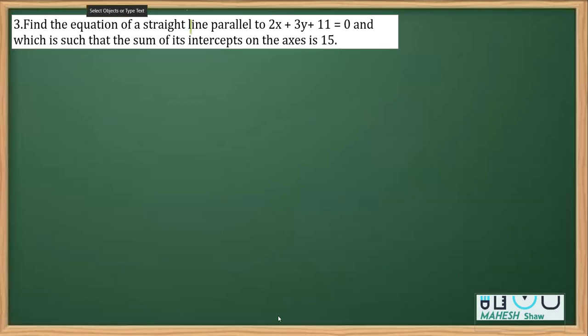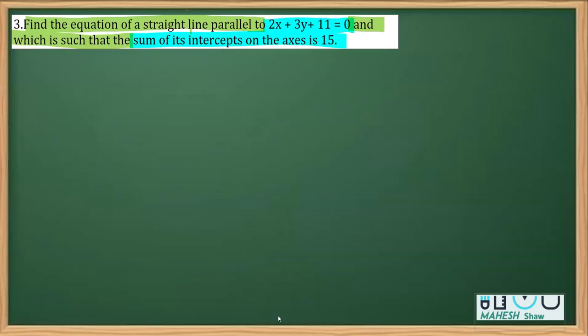In this question from the chapter straight line, it says find the equation of a straight line which is parallel to this and which is such that the sum of the intercepts is given. Sum of the intercepts is given as 15.